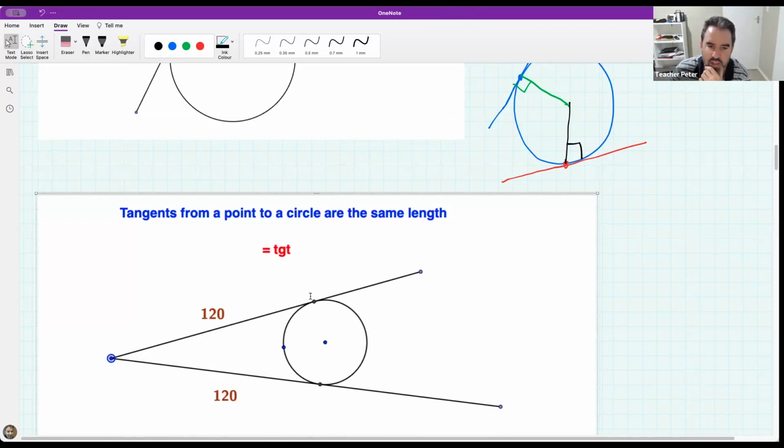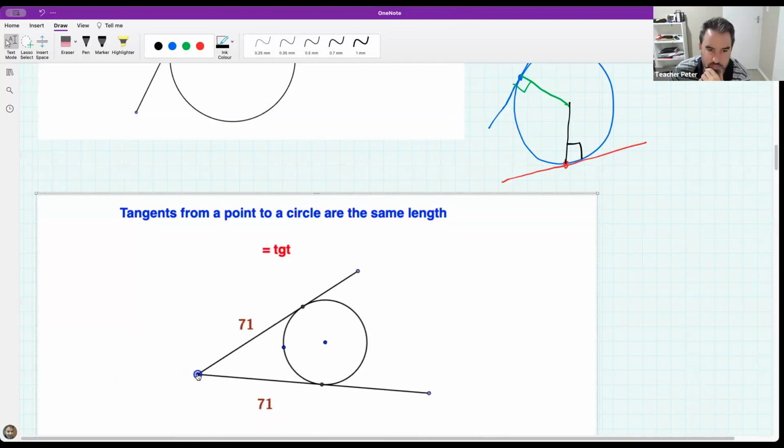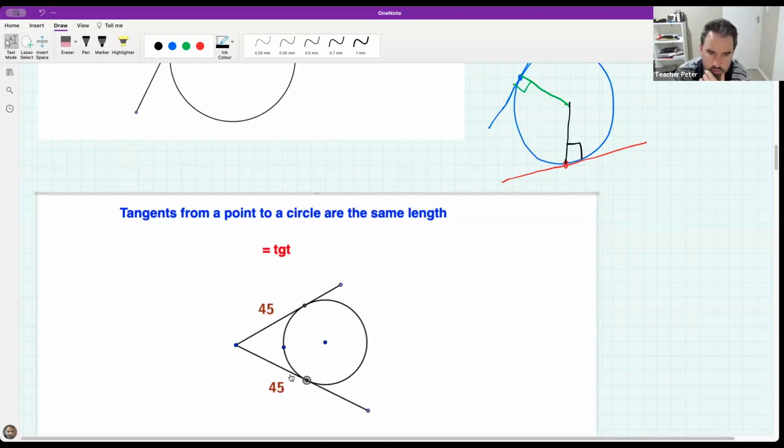So what do you notice? I think I noticed that they always seem to be the same length. So it doesn't matter, as long as the tangent points, and even if I move this around, the distance from the common point to the point of tangency is always going to form an isosceles triangle.